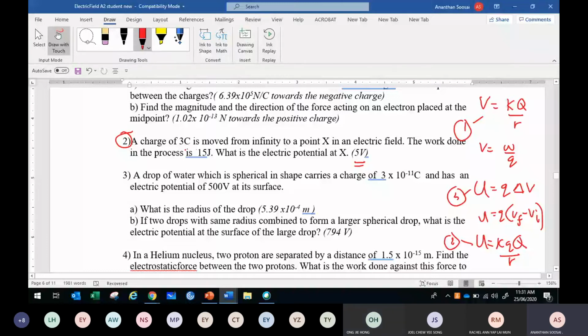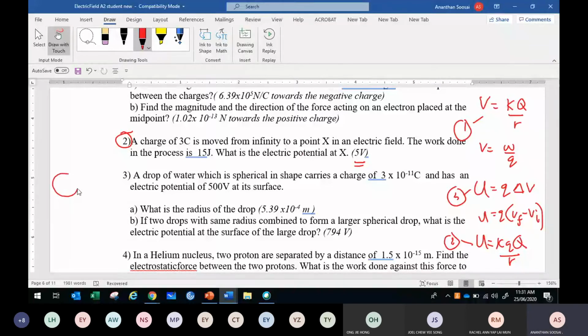A charge of 3 coulomb is moved from infinity to point X in an electric field. The work done in the process is 15 joule. What is the electric potential at X? So everyone agrees: 5 volt.